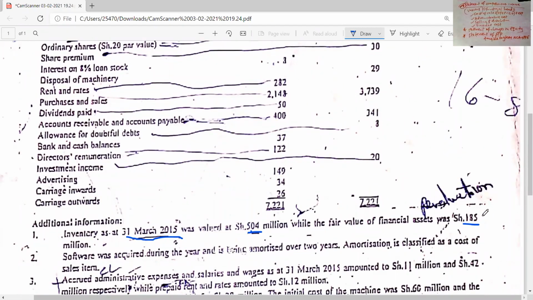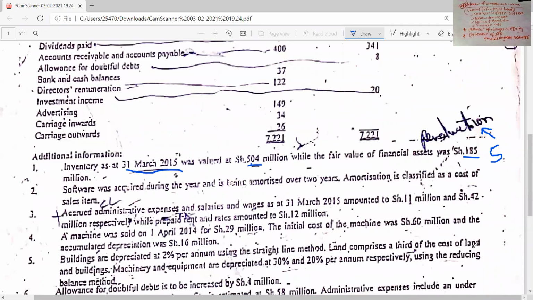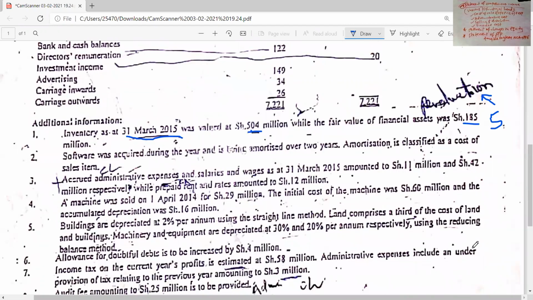So which means that it has increased by 5. So 5 will be my revaluation, the one which has been mentioned there. So that is a revaluation gain. So that one I have answered already.